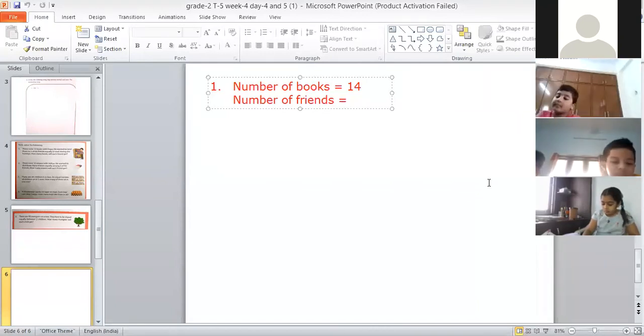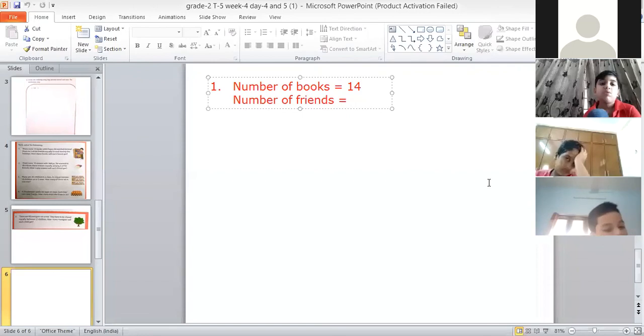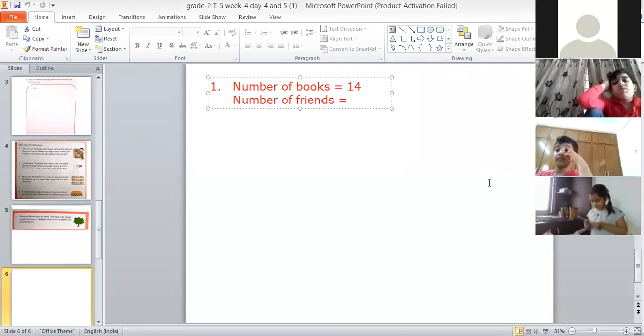Adya, please unmute yourself and tell me how many friends are there. Adya? Adya is not there. Advaita? Yes, ma'am. How many friends are there? 2 friends, ma'am. Yes, 2 friends are there. So number of friends is equal to 2. Okay.